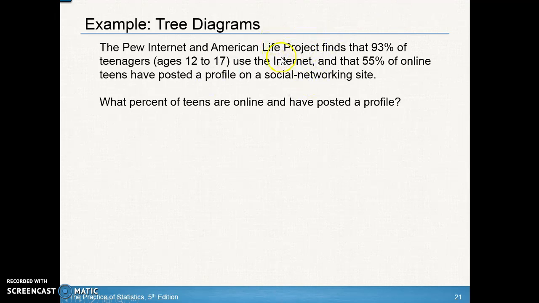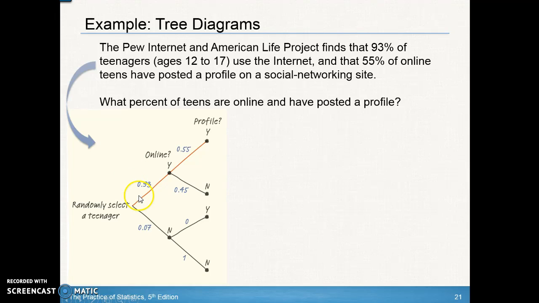So we have two things going on right now. We have teenagers using the internet. The complement to that would be not using the internet. 55% of those have posted a profile. The complement of that would be not posting a profile. So two things we're looking at: internet, not internet; online profile, not online profile. So let's see what that tree diagram looks like.